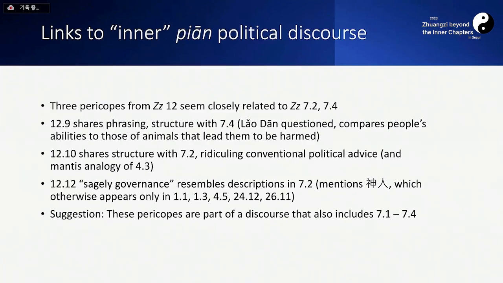So in contextualizing these pericopes from Book 12, we want to consider how they fit into their immediate context. They use, for example, the terminology of Di Wang, and they share that with sections like 13.1 and 13.3. But we also want to look at how they relate to the political material in Book 7, and they should probably be read alongside it. So I think they're part of the same discourse as the material in Book 7.